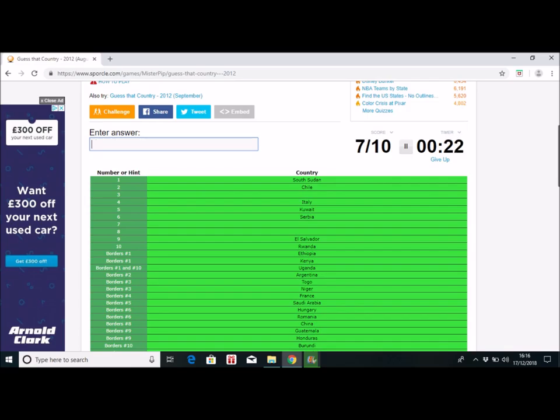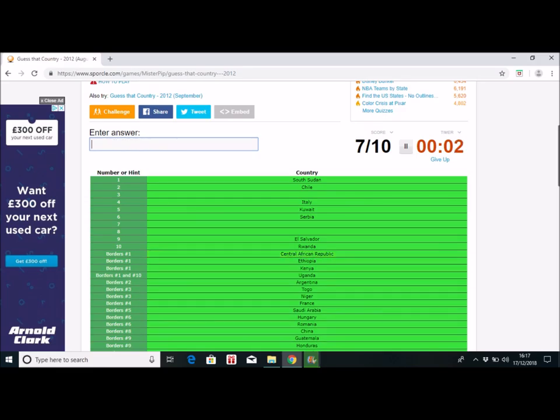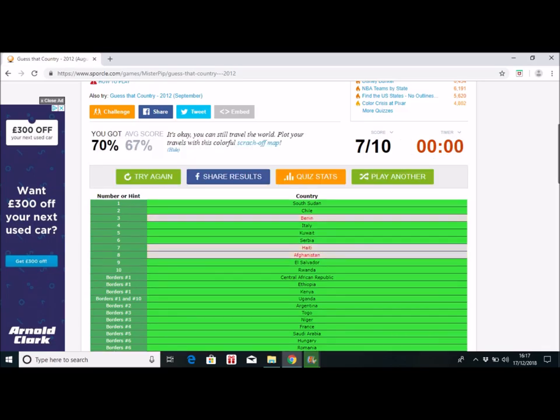Oh dear, I can't think what borders Togo and the other one. Togo and Niger. Can't think what's round there. Should it be the Central African Republic? Yes! Oh no, that's not actually one, that's a border. Oh no. Right, it was Benin!